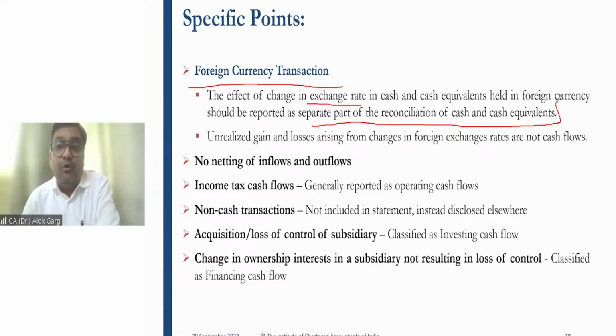Friends, don't you think it will be misleading if we will not present the effect of foreign exchange differences? Yeah. So that is why, my dear friend, if the cash and cash equivalent is in a foreign currency, the effect of changes in cash and cash equivalent due to the change in forex rate has to be shown separately as a reconciliation of cash and cash equivalent. And how it is going to be shown, let me show you.